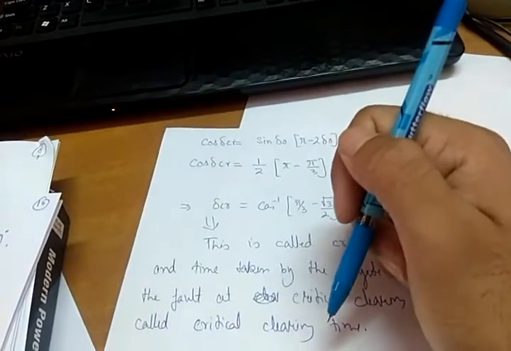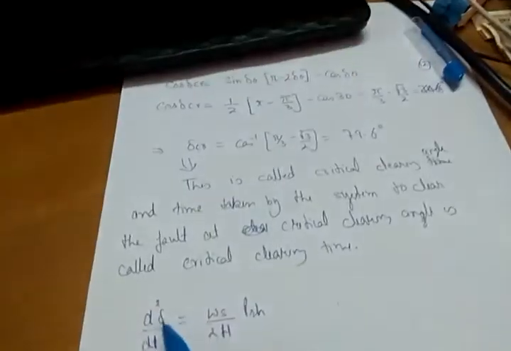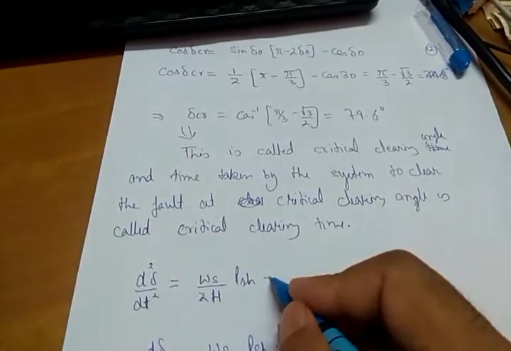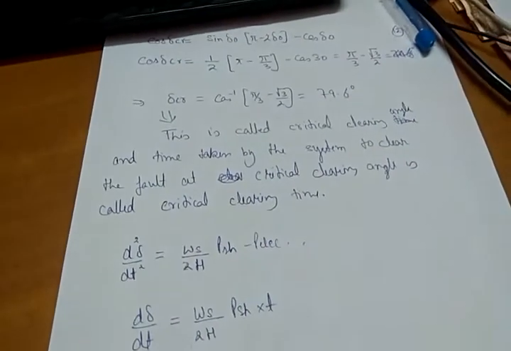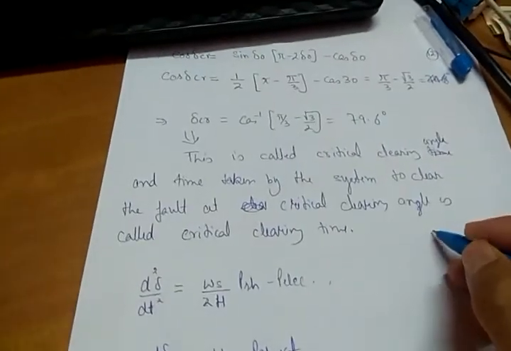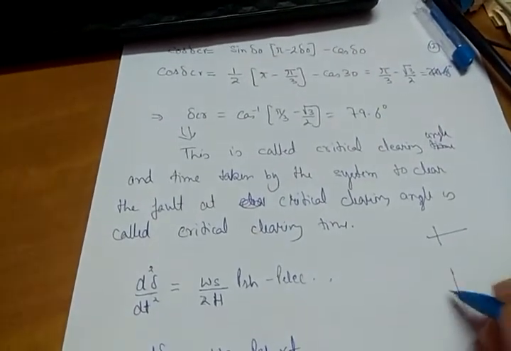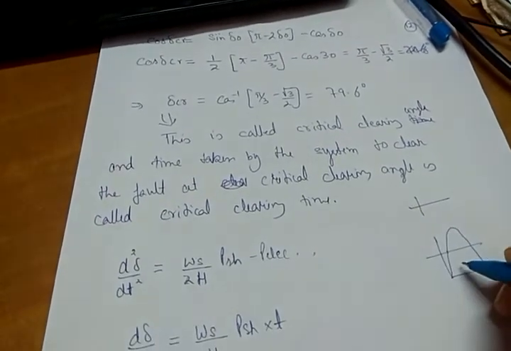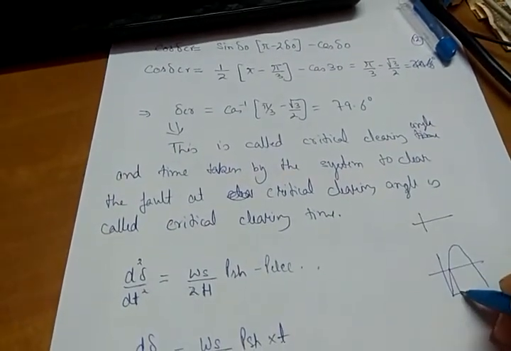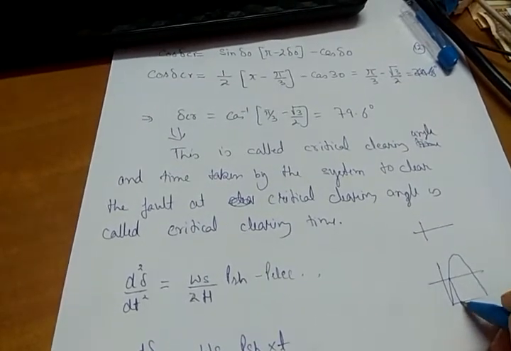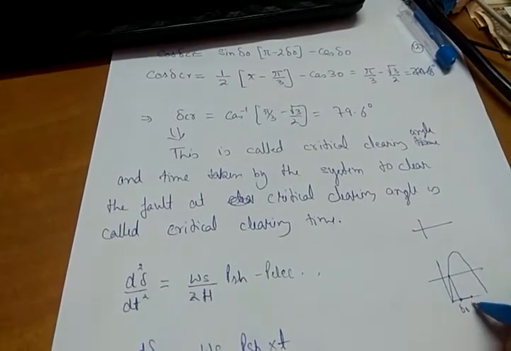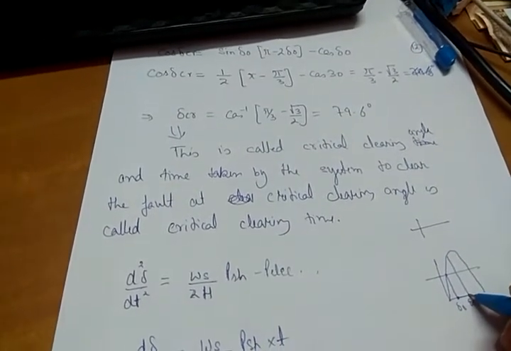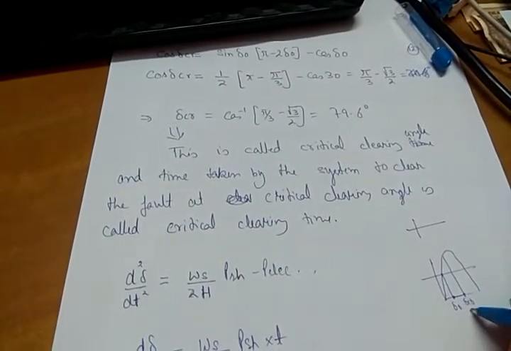How will you calculate critical clearing time then? You know the equation, d square delta upon dt square is equal to omega s divided by 2H into P shaft minus P electrical. But when there is a fault in the system, I am saying there is a fault at this point. At the fault point, electrical power will reduce to 0. From this point delta naught to delta CR, I am saying this is delta CR, electrical power is equal to 0. So I have to calculate the time corresponding to this delta CR.